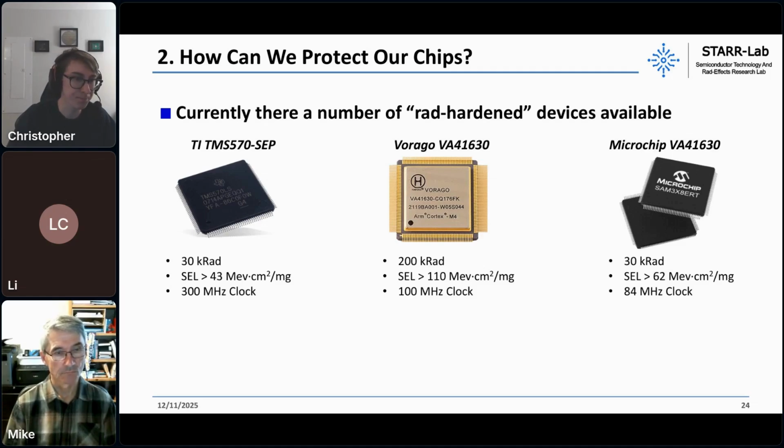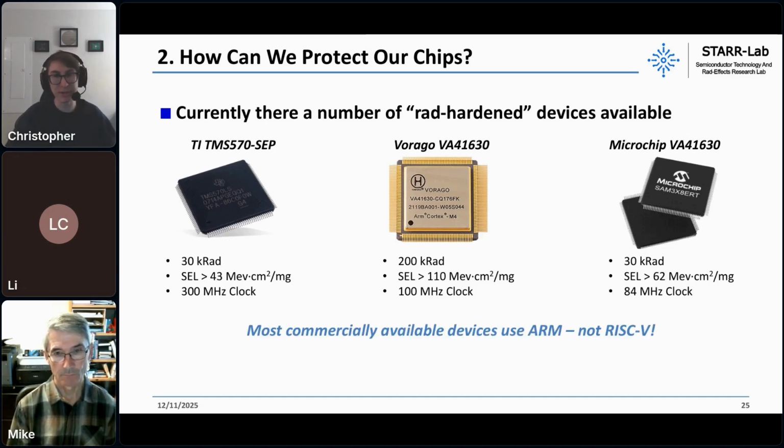The first is a kilorad number that explains how long this device can survive in space, like how much dose it can take until it fails. They usually give a single event latch up number, that's the SEL. So that's how energetic the particle has to be until you'd get some sort of destructive event occurring. And then they give lots of information about the clock speed and what kind of functionality there is.